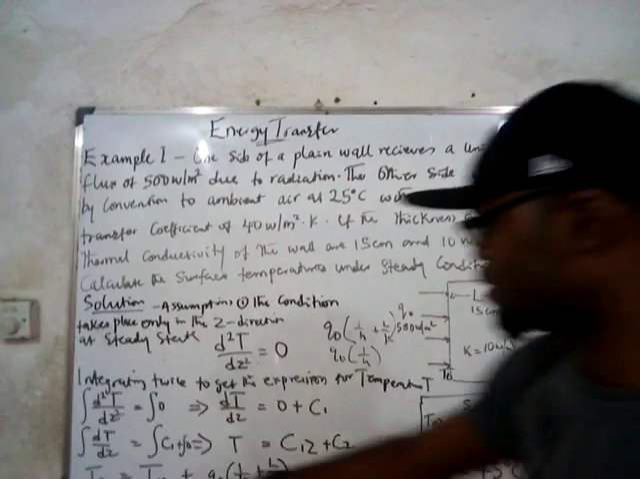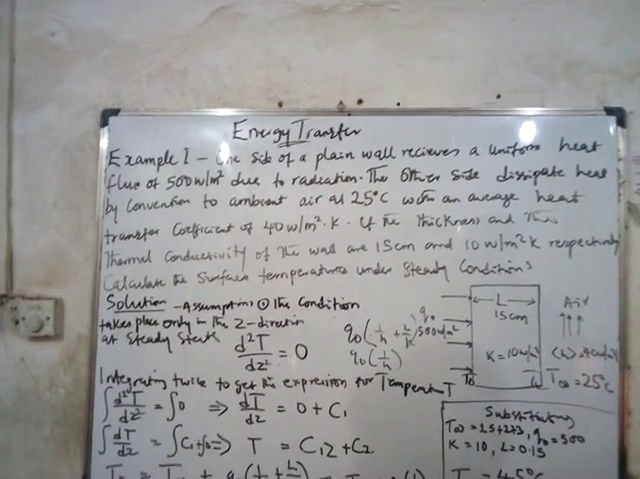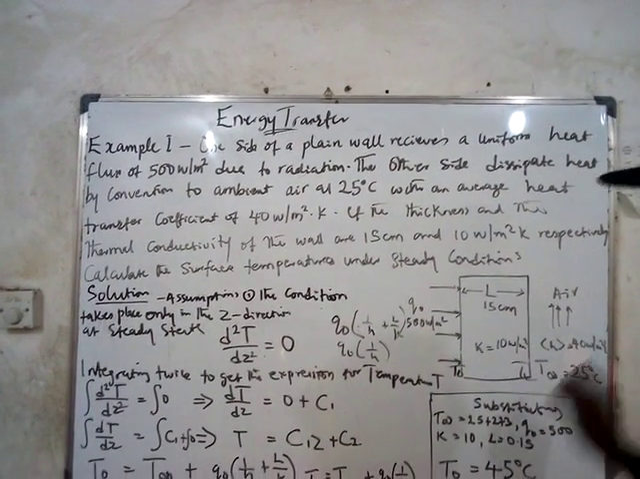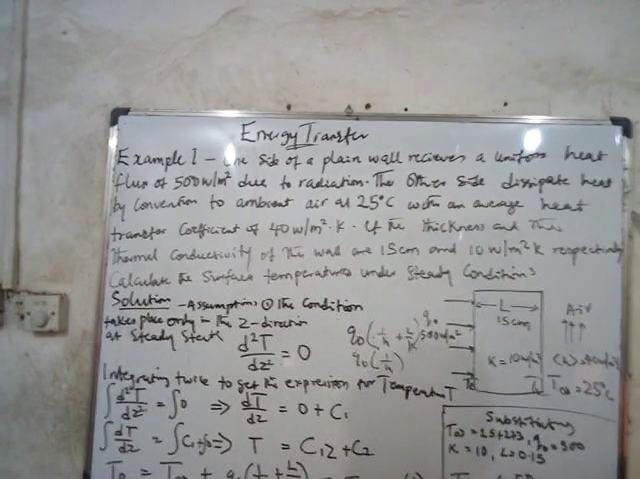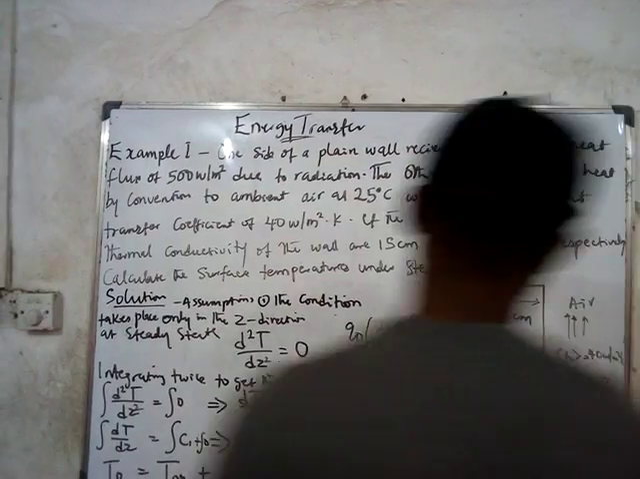So when you substitute into this, you get T0 to be 45 degrees Celsius. That's when you convert back to Celsius. If you substitute into TL, you get it to be 37.5 degrees Celsius.